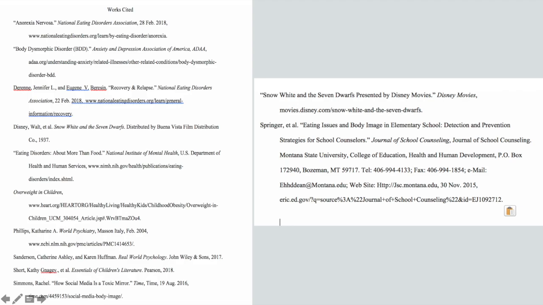And lastly, here's just a picture of the work cited to show that I got the information ethically and legally.